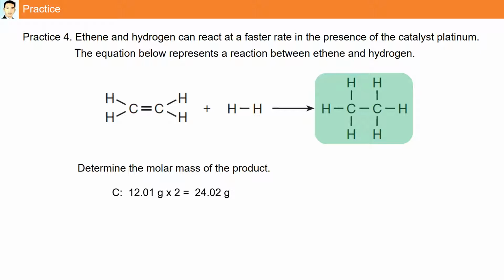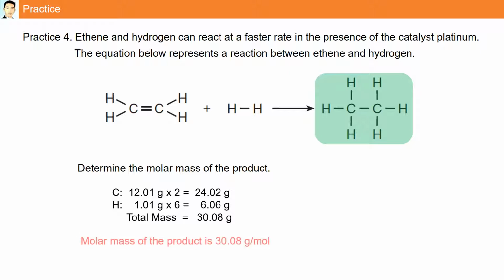Next, we tackle our hydrogen. The molar mass of hydrogen is 1.01 grams. There are 6 atoms of hydrogen. Therefore, we multiply it by 6. The resulting mass is 6.06 grams. Adding the molar masses up after multiplying, we have the total mass as 30.08 grams. The molar mass of the product is 30.08 grams per mole, because 1 mole of C2H6 has a molar mass of 30.08 grams.